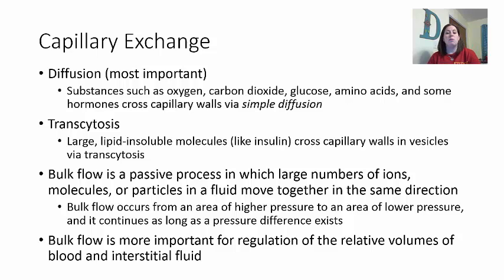Another way that we can see exchange is through what we call bulk flow. Bulk flow is a passive process in which large numbers of ions, molecules, or even particles in a fluid move together in the same direction. If you think about bulk, if you go to Sam's or Costco and buy something in bulk, you're buying it in a lot larger amount than you necessarily need at one time. In this particular case, bulk flow occurs from an area of high pressure to an area of low pressure. The pressure helps push the bulk material through to the other side, and it continues as long as the pressure difference exists. So if we've got high pressure and low pressure, we're going to see bulk flow happen until the pressures start to equalize. Once they equalize, we do not see bulk flow any longer. Bulk flow is more important for the regulation of the relative volumes in your blood and also the amount of fluid in your interstitial fluid.